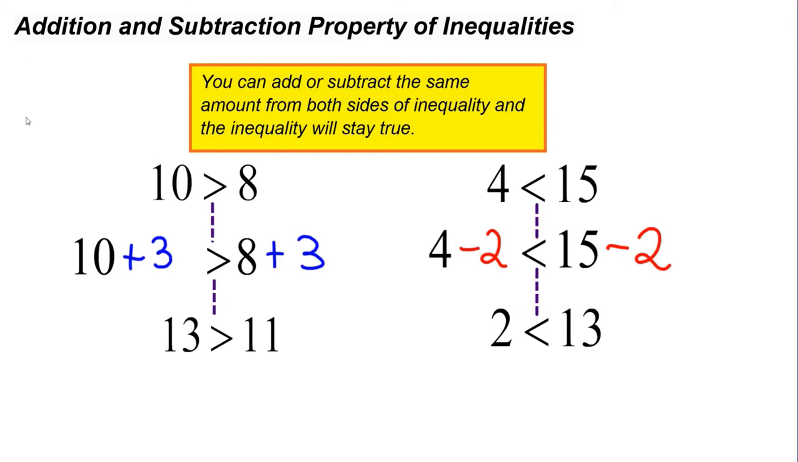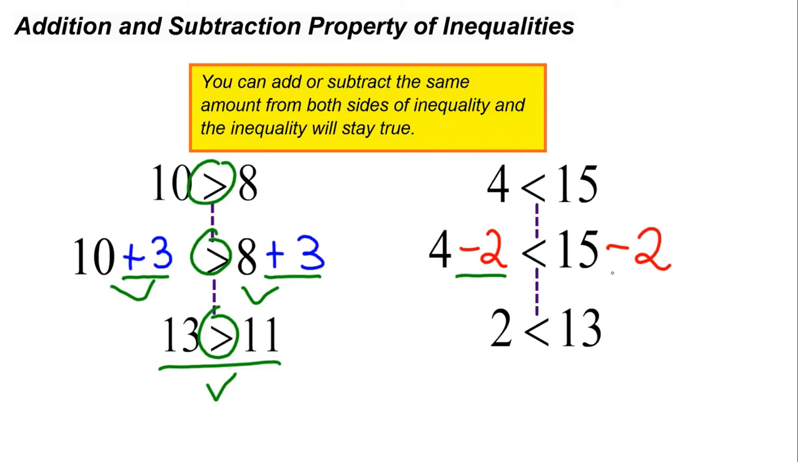So the properties that we're going to talk about here are the addition and subtraction properties of inequalities, and that says that you can add or subtract the same amount from both sides of an inequality, and the inequality will stay true. I start with an inequality that is obviously true: 10 is greater than 8. Then I picked a number to add to both sides. Here I added 3 to both sides and got 13 is greater than 11, which is still true. So I can add the same thing to both sides of an inequality, and it never becomes false. Same goes for subtraction.